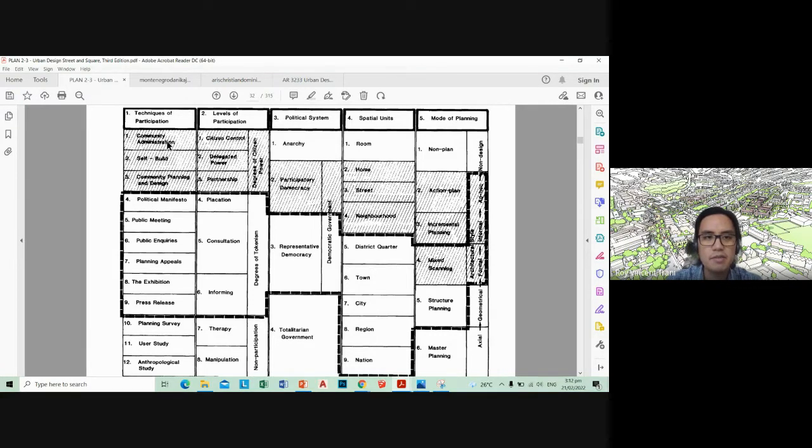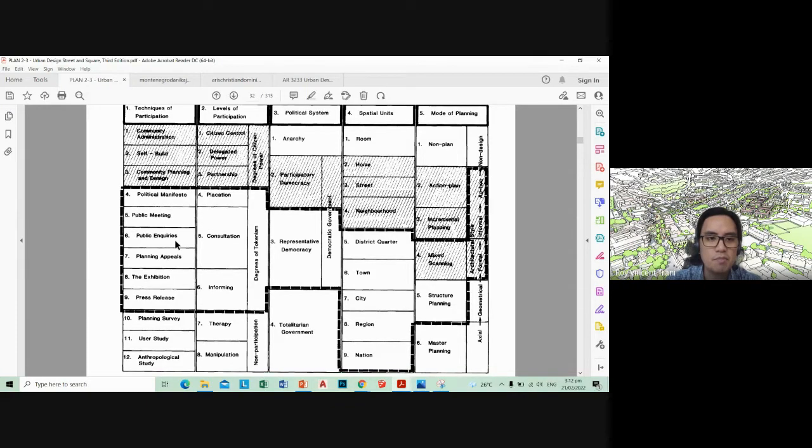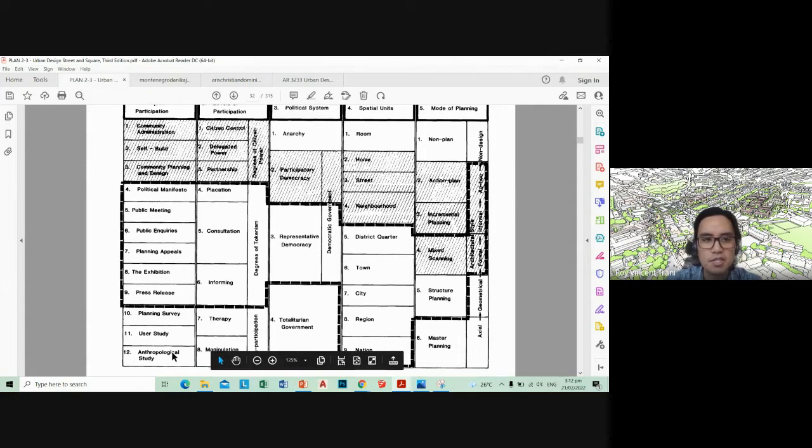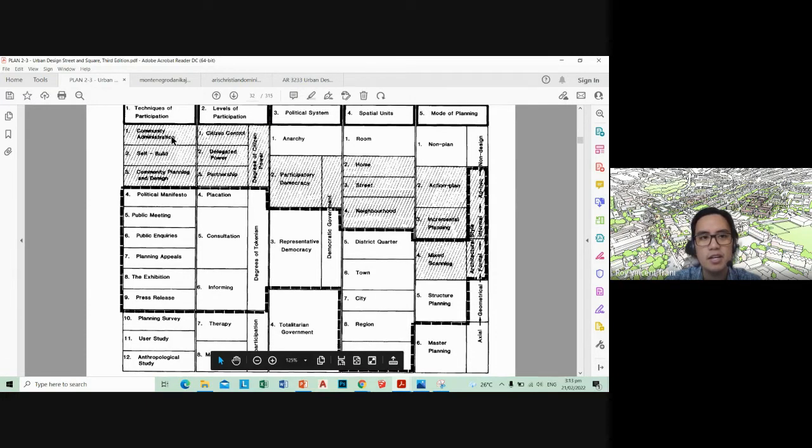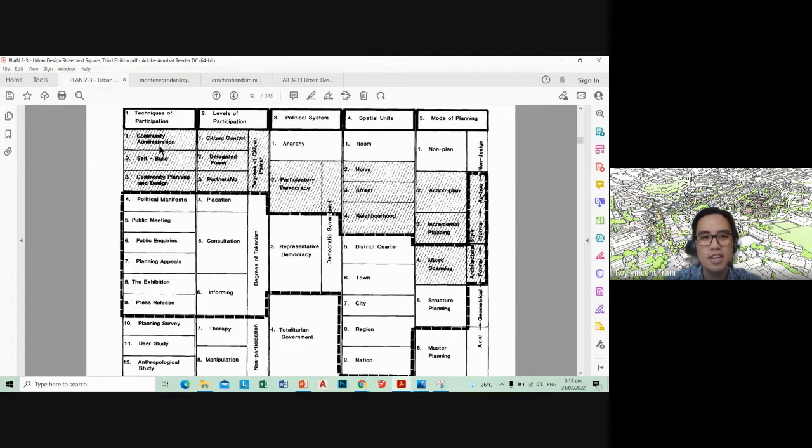And then the higher the level, let's see, you have community administration, self-build, community planning and design, political manifesto, public meeting, public inquiries, planning appeals, exhibition, and all the way down here to anthropological study. So at number one, this is the least hassle, the easiest: community administration. You just leave them alone, let them design whatever they want. Self-build, something similar, and then all the way here to the bottom, it's the most controlled or the most difficult to do.